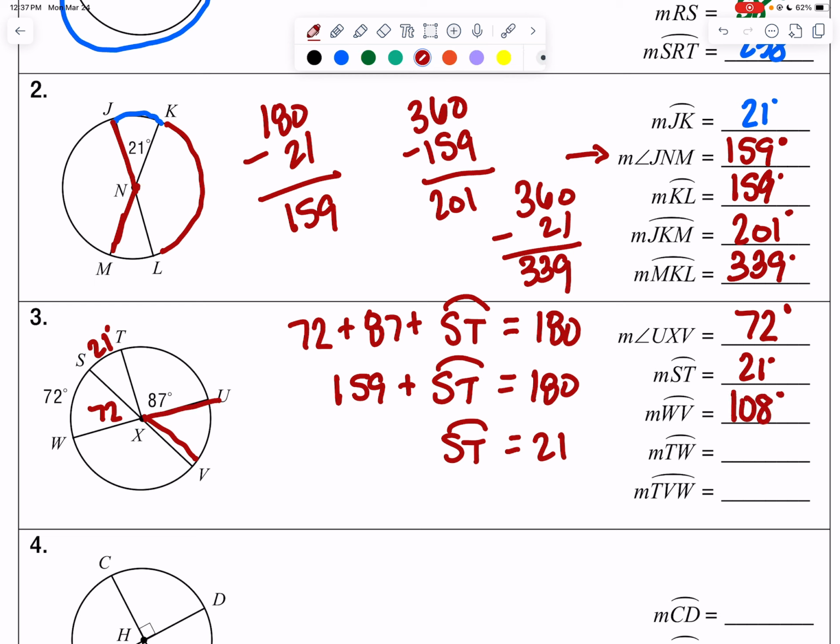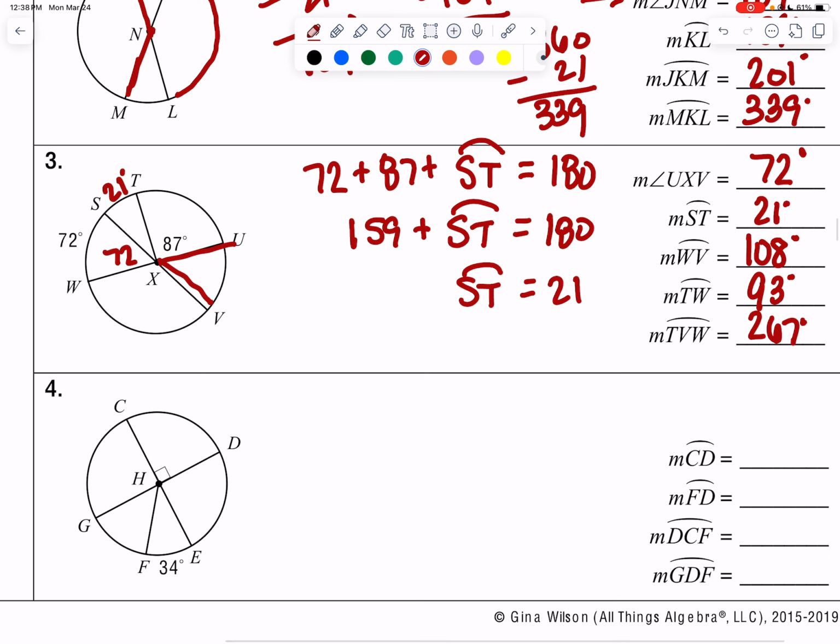For TW, that's just going to be 72 and 21, so that's going to be 93 degrees. And then for TVW, TVW is everything except the 93 degrees. So if I were to do 360 minus 93, I'm going to get 267.